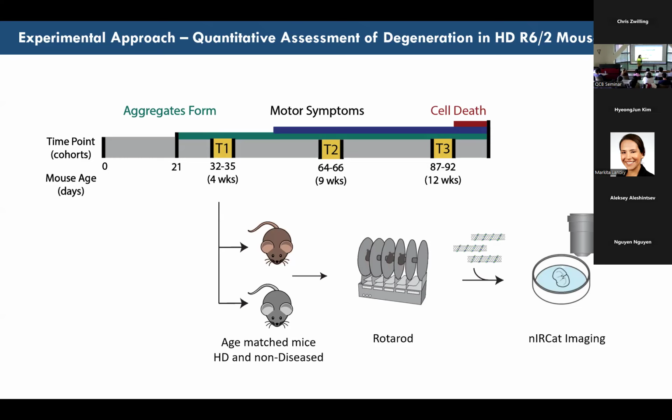We can then sacrifice those animals after assessing the rotarod performance at 3 different time points: pre-symptomatic, where motor symptoms start to occur, and then when cell death is evident. And then take those tissues, which again preserve the intactness of the cellular architecture, label those tissues with our probe, and then look at how dopaminergic signaling varies as a function of disease progression.